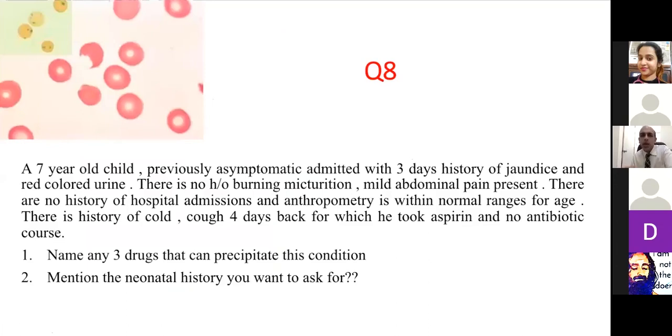A 7-year-old child, previously asymptomatic, admitted with 3 days of jaundice and red-colored urine. There is history of burning micturition, abdominal pain is present. Please read the full case scenario. Please answer the question. Difficult question, sir. Hemolytic uremic syndrome.